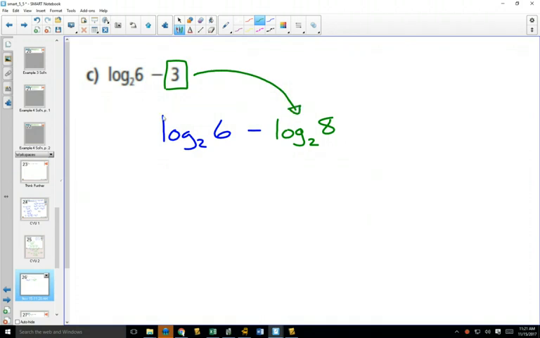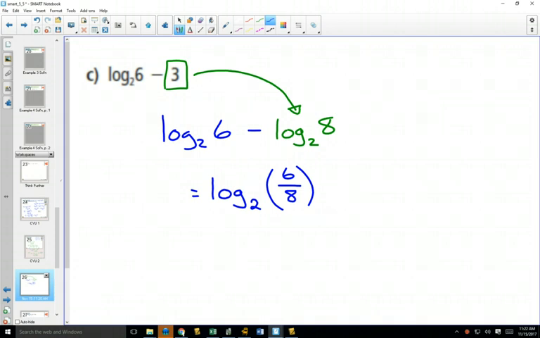And now that it's a log of base 2, can I put those together? Yes, log minus a log is equal to 6 divided by 8. And you could reduce that to 3/4, or you could just leave that as it is. And you can convert the other one just to a number and you get the same answer either way. If you did it on your calculator, it would get the same result.